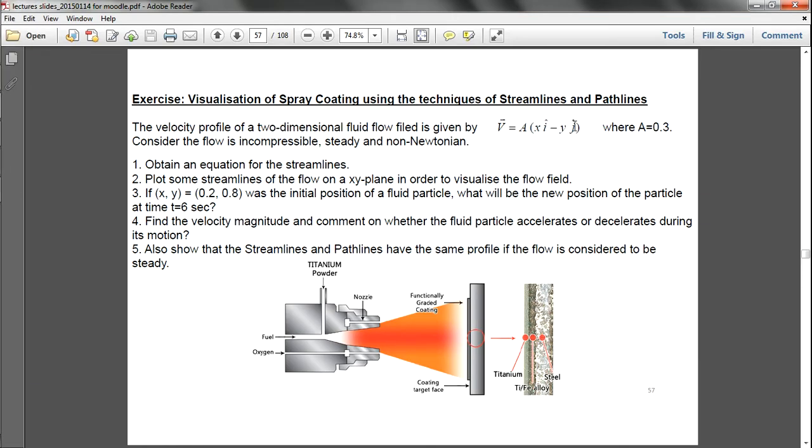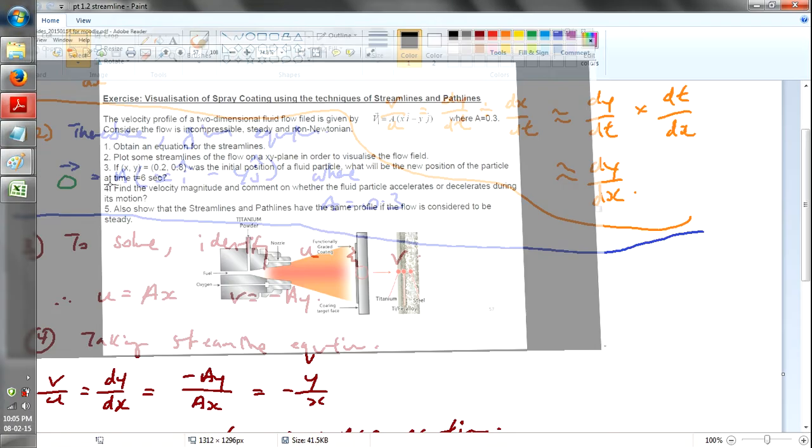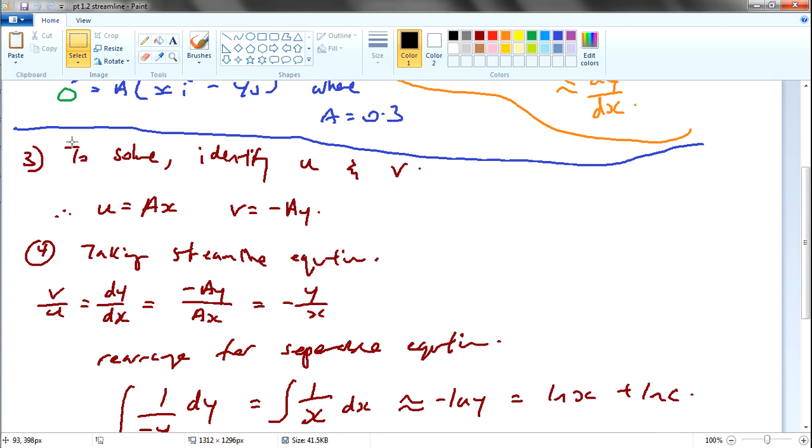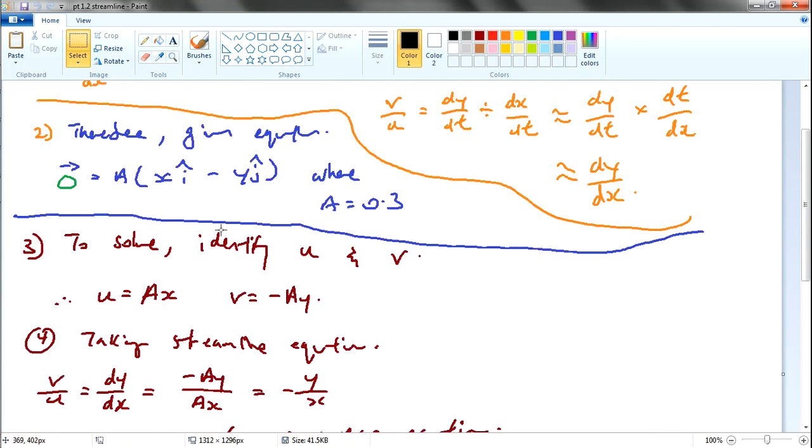I just rewrite all the initial conditions, changing this alphabet v to O only. So to solve, we identify what is actually u and v. We identify that u is equal to ax. So it's just a multiplied by x. And then v is equal to a multiplied by minus y.